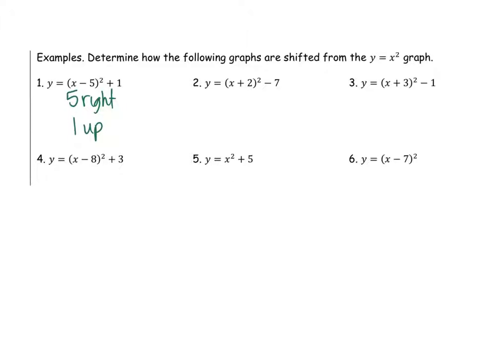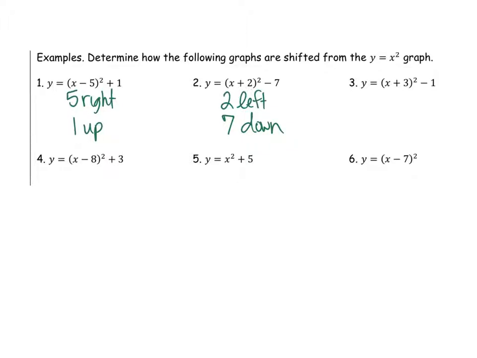What am I doing? Now, if I were to start at the origin, 0, 0, what am I moving to get this equation? I'm moving 2 to the left. The whole parabola is going to go 2 to the left and 7 down. Yep.